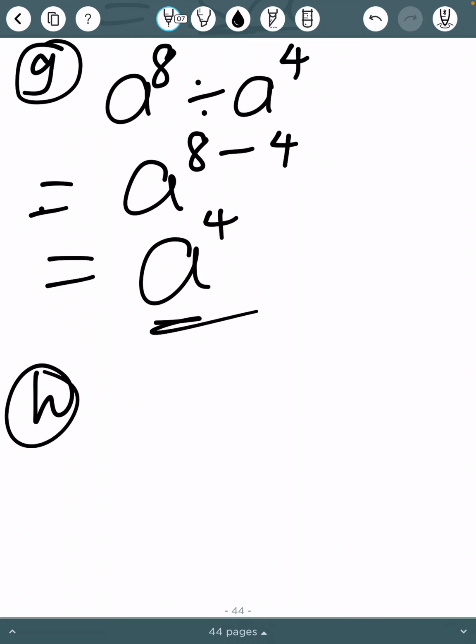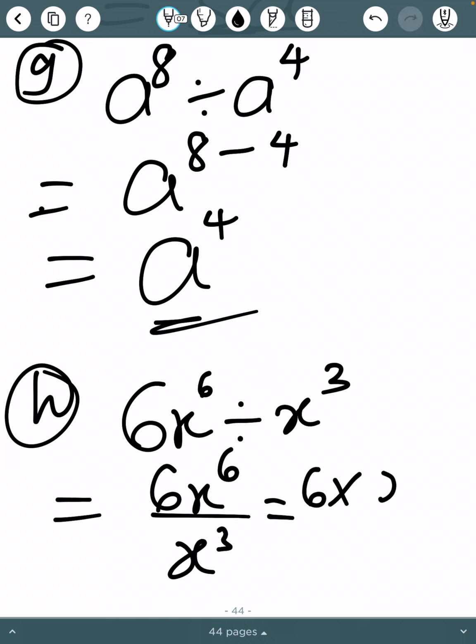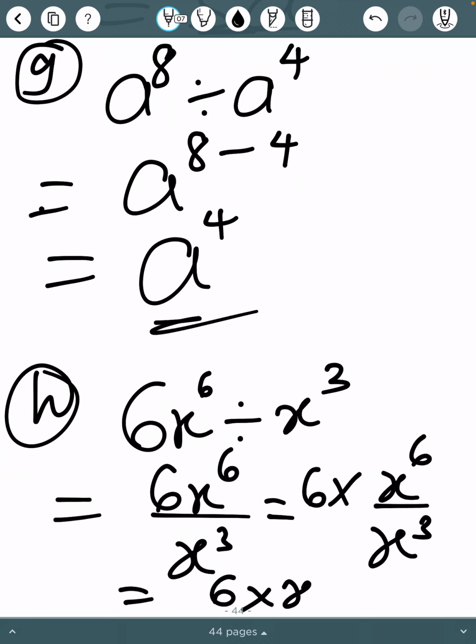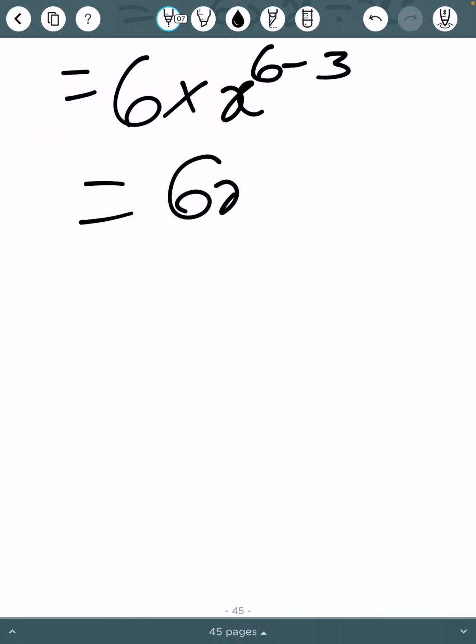H. Question H. 6x raised to power 6 divided by x raised to power 3. Let me make it simpler. This is 6x raised to power 6 over x raised to power 3. So this is 6 times x raised to power 6 divided by x raised to power 3, and that leads to 6 times x raised to power 6 minus 3, which is 6 times x raised to power 3. I'll leave my answer like that.